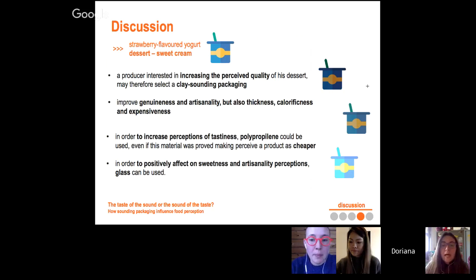On the contrary, a producer interested in improving the perceived thickness of a product may act not only on the packaging weight, but also on the nature of the packaging material. For example, in order to increase the perception of tastiness, polypropylene could be used, even if this material was proved to make a product perceived as cheaper. Instead, in order to positively affect sweetness and artisanality perception, glass can be used.